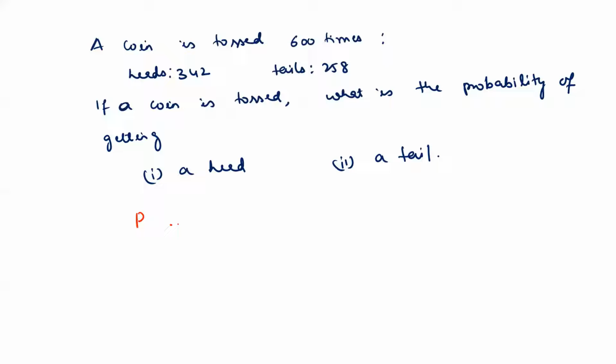I will write it like this. Probability of getting a head, getting the event head. What is it? 342/600. How much is that? Can I simplify this by 6, keeping 100 as it is? 342 divided by 6 is 57, so 57/100.